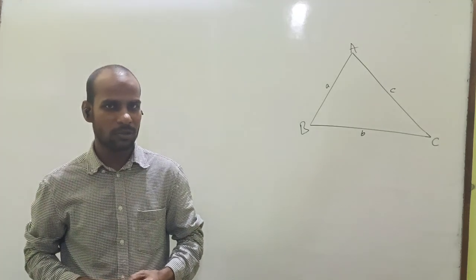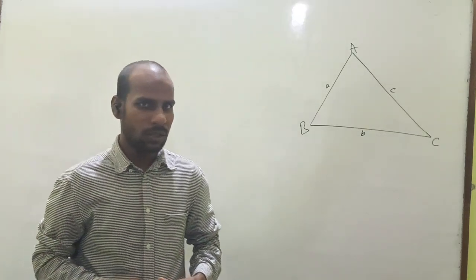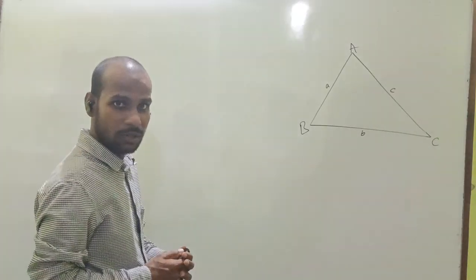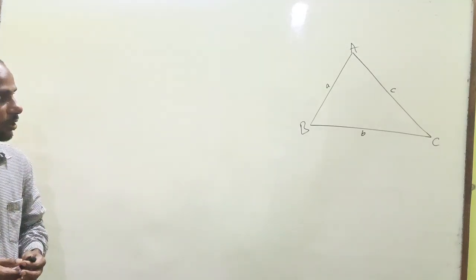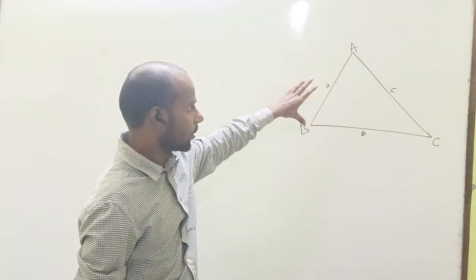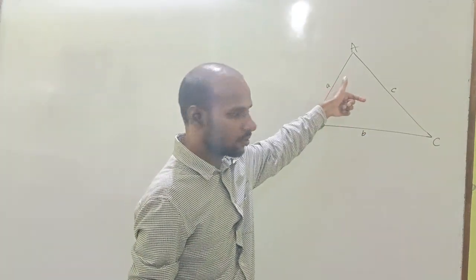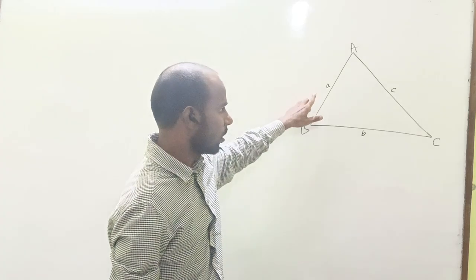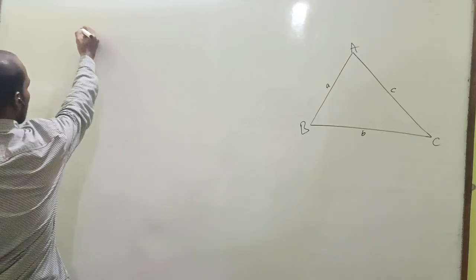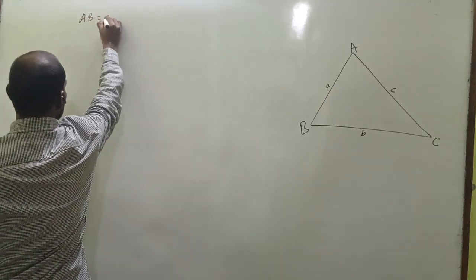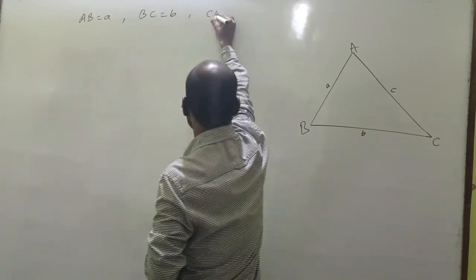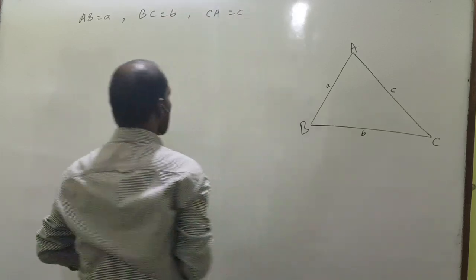In this video, I am going to discuss Heron's formula. In this formula, as we all know, we calculate the area of a scalene triangle. If a triangle ABC is given and its sides are AB, BC and CA, and their lengths are AB is equal to A, BC is equal to B and CA is equal to C.